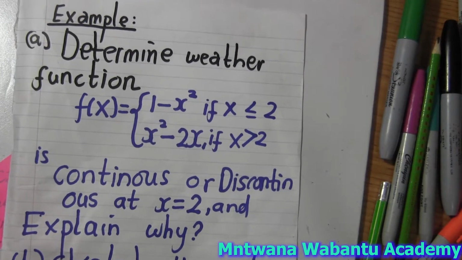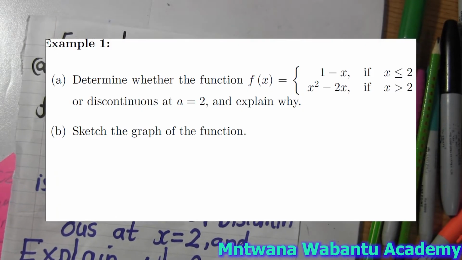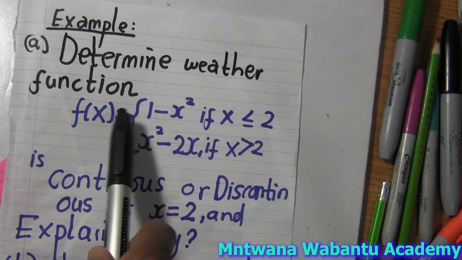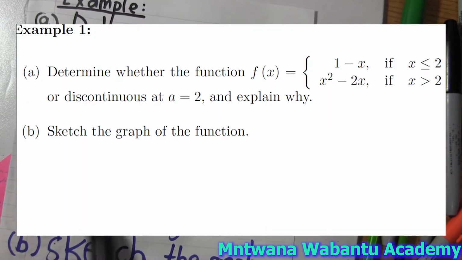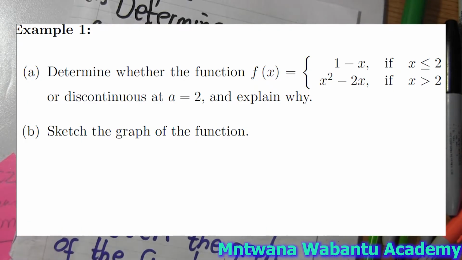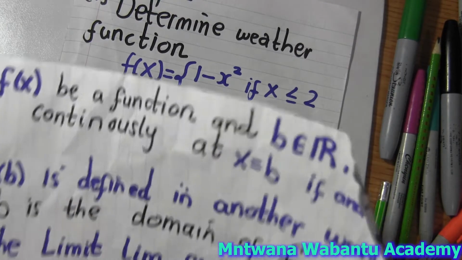So let's get started. We have a question right here. They say determine whether the function, we have a step function, f(x) = 1 minus x squared, just like how we see, is continuous or discontinuous at x equal to 2, and explain why. So we have the condition for continuous and discontinuous, okay?